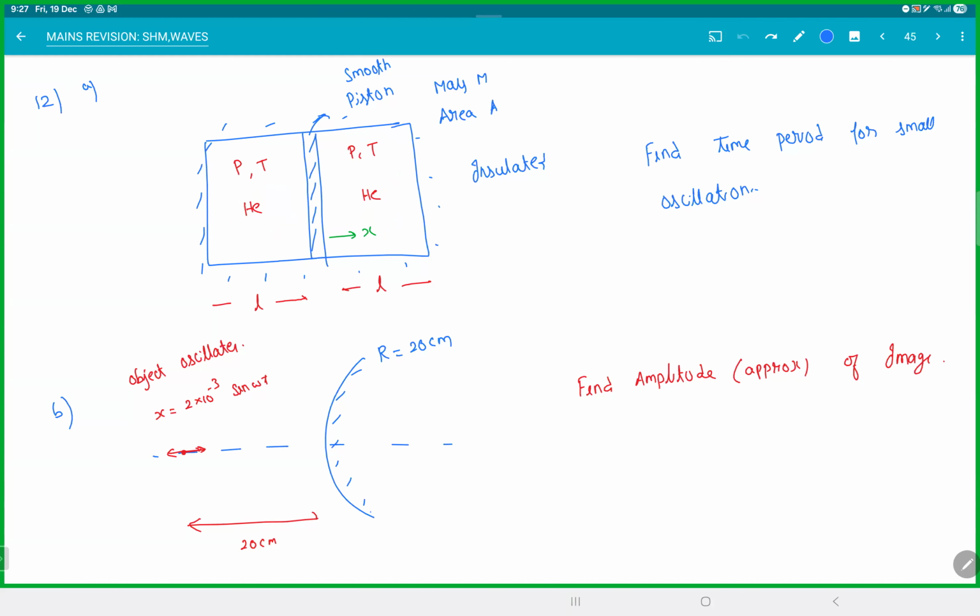Ray optics. Let's get them. The thermodynamics one is a good one. We did that in the class.